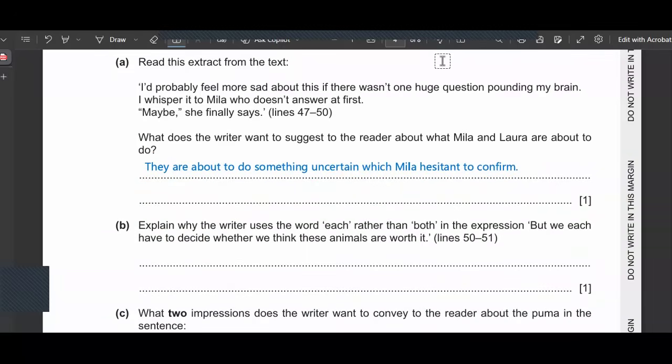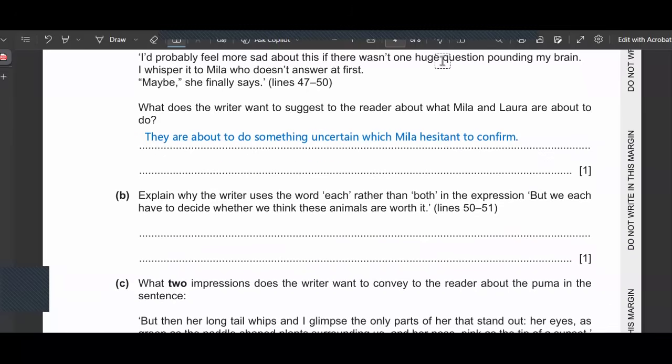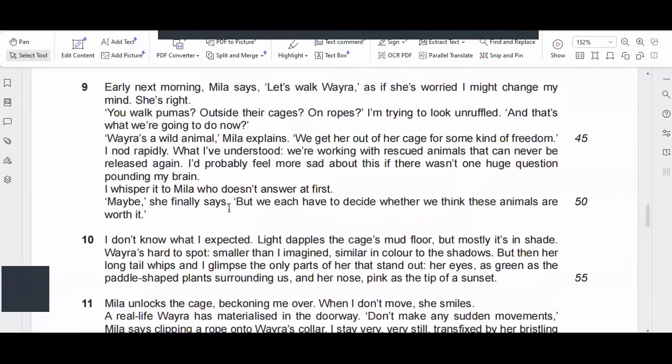Question number 2, part B. Explain why the writer uses the word each rather than both in the expression, but we each have to decide whether we think these animals are worth it. Line number 50 to 51. So we need to go back to the text to look at lines 50 to 51. This is basically from the scenario when they were asking if the animal is supposed to be sent back. The skill referred to here is basically teamwork.